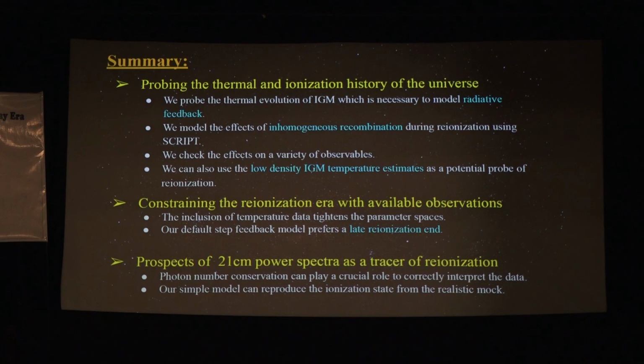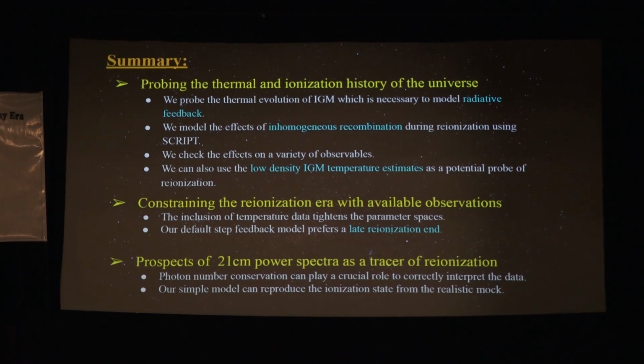Next, we have also constrained the reionization era using the available observations, and we find that our model prefers a late reionization range. And lastly, I am currently studying the prospects of 21 centimeter power spectra as a tracer of reionization, and we find that photon number conservation can play a crucial role in correctly interpreting the data. So thank you. I would like to stop here.